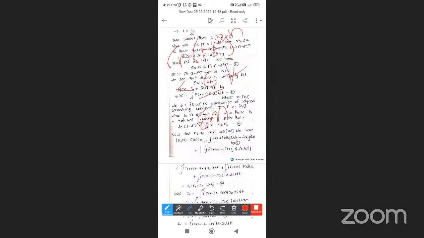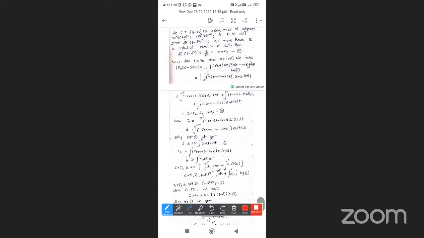So for all m, n greater than or equal to n naught. This is the ninth equation. Now for n greater than or equal to n naught, x belongs to [0, 1].